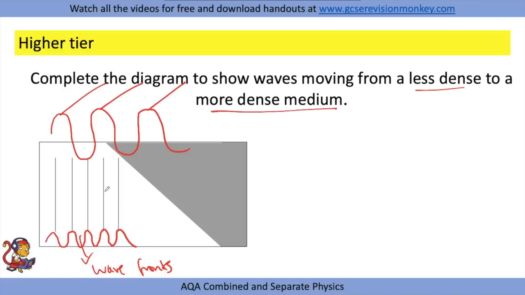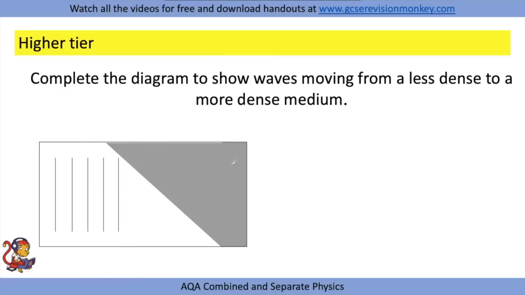So if you measure the distance between the wave fronts, you're getting the wavelength because it's the distance between two peaks. So as this wave is entering the more dense medium, shown by this grey area over here, they will change direction. So if we draw a normal line onto this diagram at 90 degrees to this change in medium line, the waves will bend towards the normal.